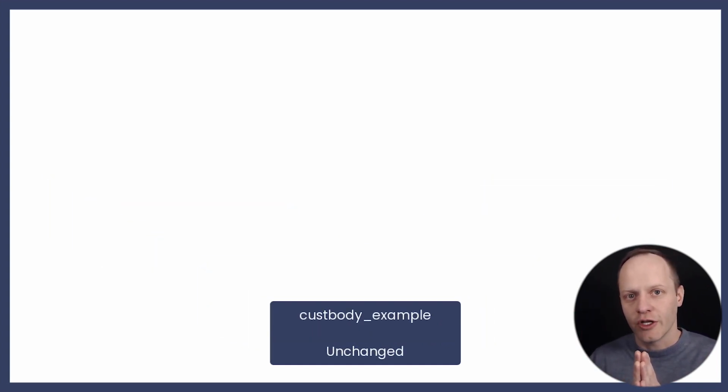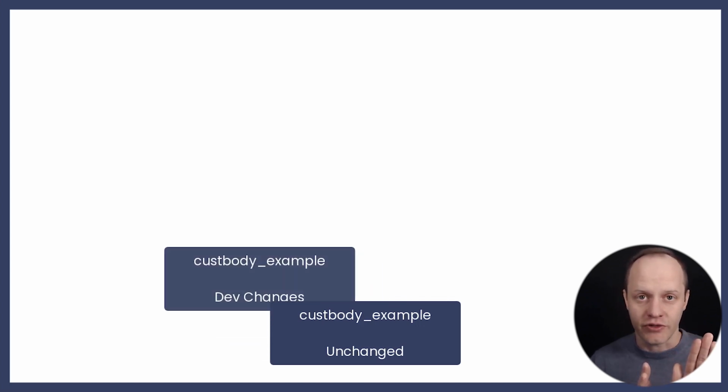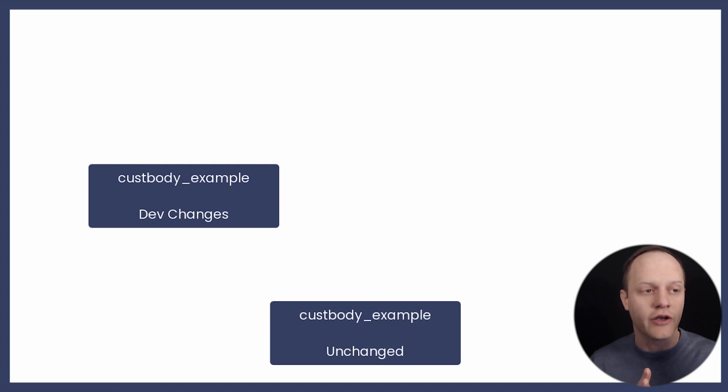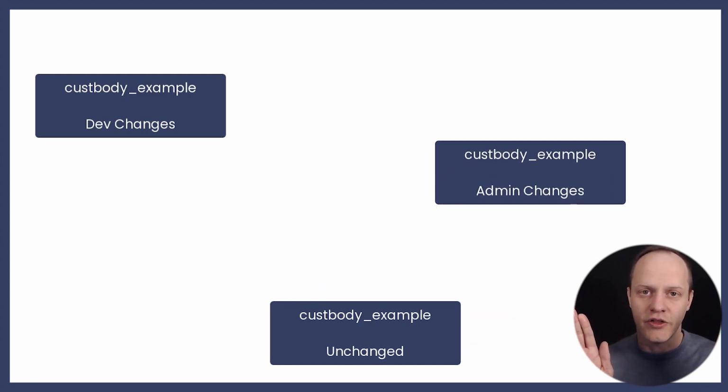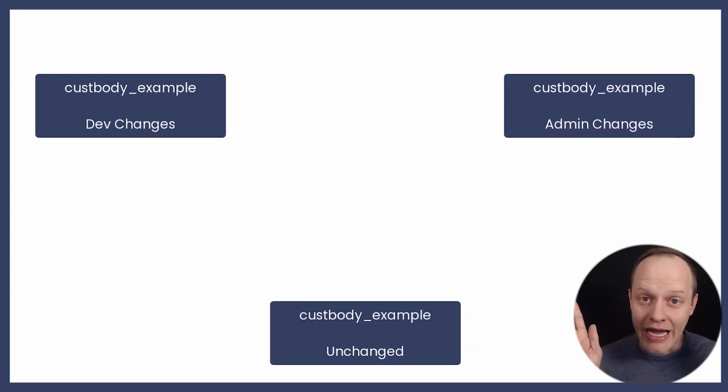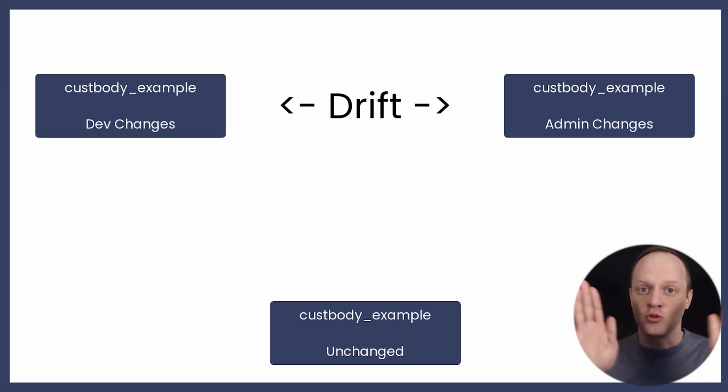Now, you, the developer, open up the XML file and you add a description to the field and help text to the field, and you change the default value. Before you deploy, an administrator logs into the UI and changes the permissions on the file. And now we have this gap in between the definitions. The two definitions have drifted apart.